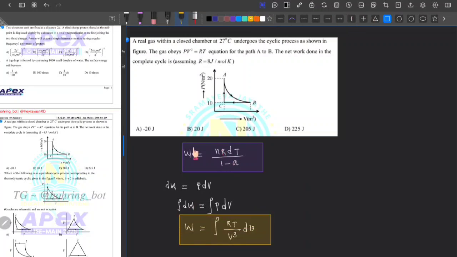So this is the main thing. You cannot write it like this because it is not an ideal gas, it is a real gas. Therefore, you have to use this: W is equal to integral of P dV. So P can be written from here as RT by V cube, into dV.